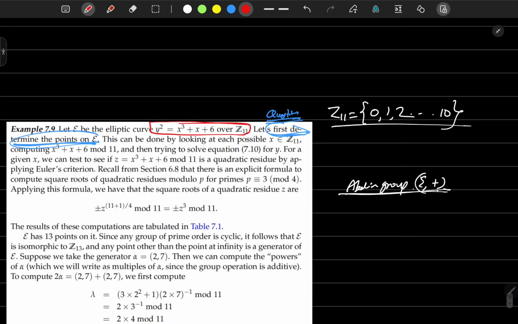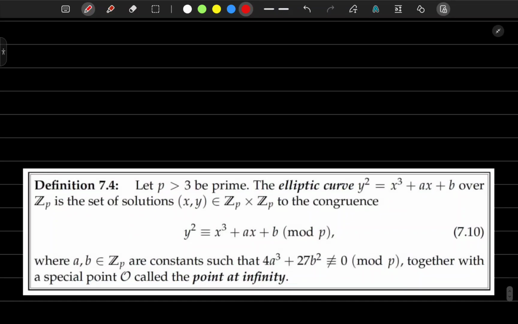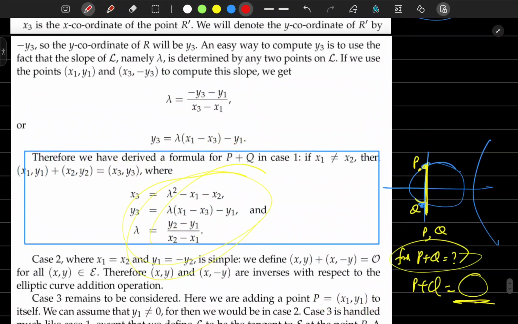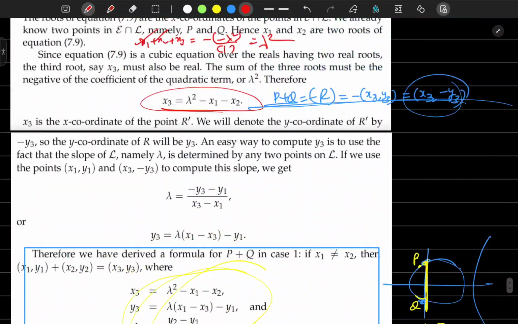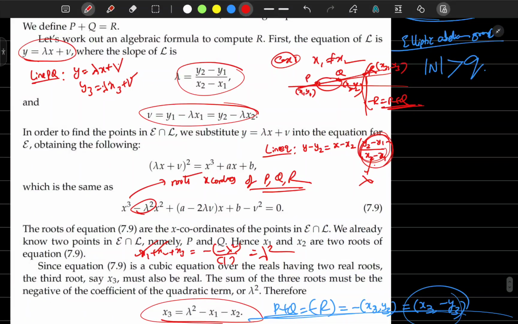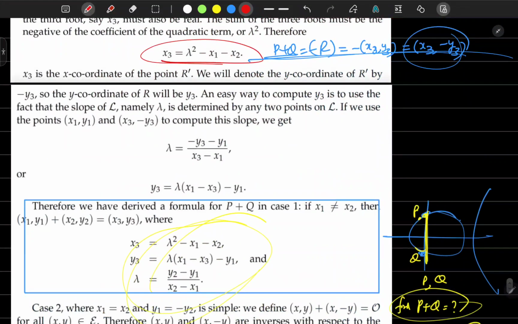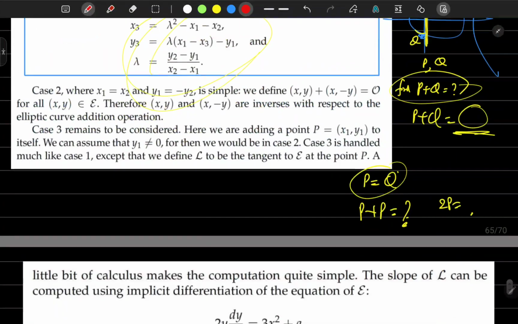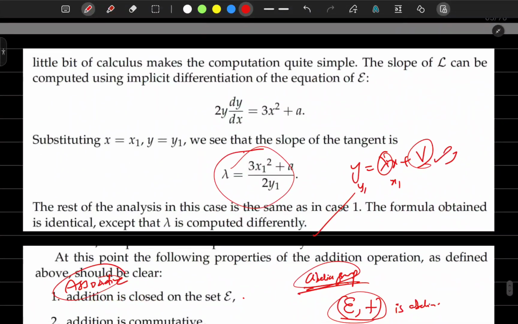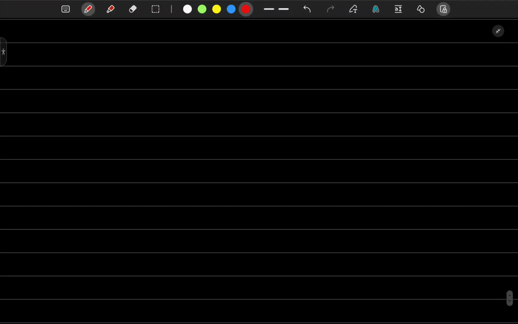This can be done by looking at each possible x and computing x cubed plus x plus 6 mod 11, and then trying to solve equation 7.10 for y.